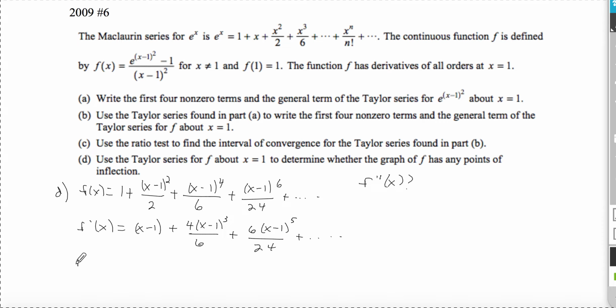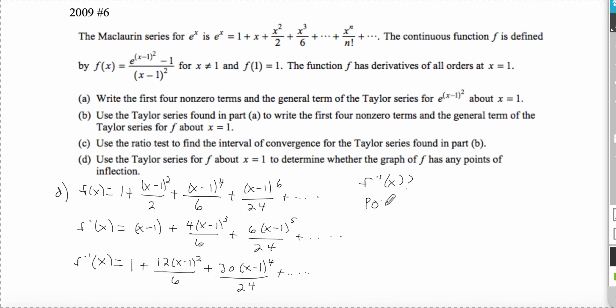I want to get down to the second derivative. The second derivative of x minus 1 is just 1, plus the derivative over here, bring down the 3. That'll give me 12(x minus 1) squared over 6, plus bring down this 5. That'll give me 30(x minus 1) to the 4th over 24, plus and so on. Okay, so here's what I'm looking at for my second derivative. Use the Taylor series to determine whether or not f has any points of inflection.